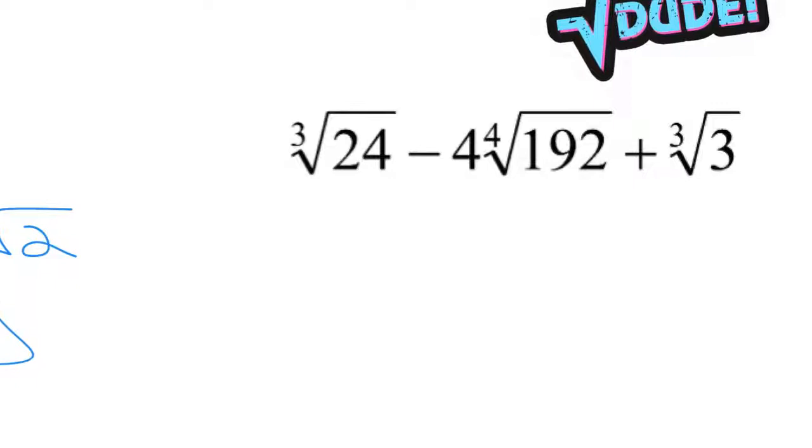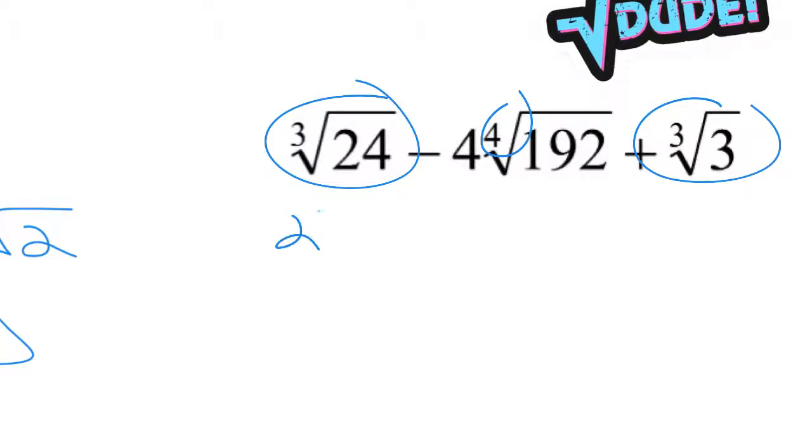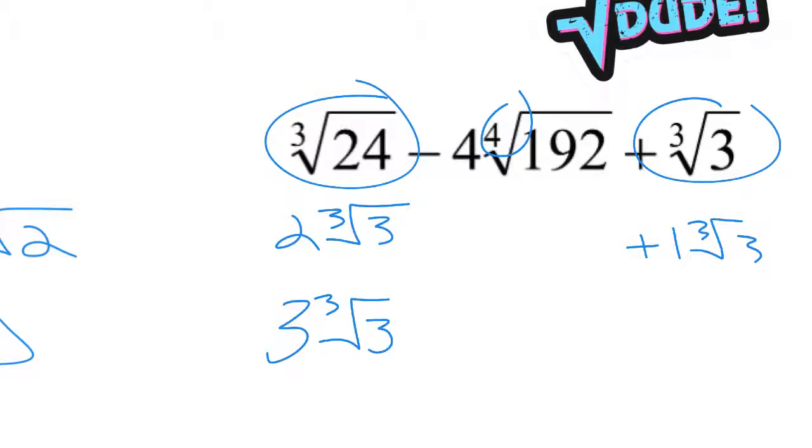Let's look at this next one. We have a 4th root and we have a couple 3rd roots. Well, this is actually 2 3rd root of 3 plus 1 3rd root of 3. That makes 3 3rd root of 3.